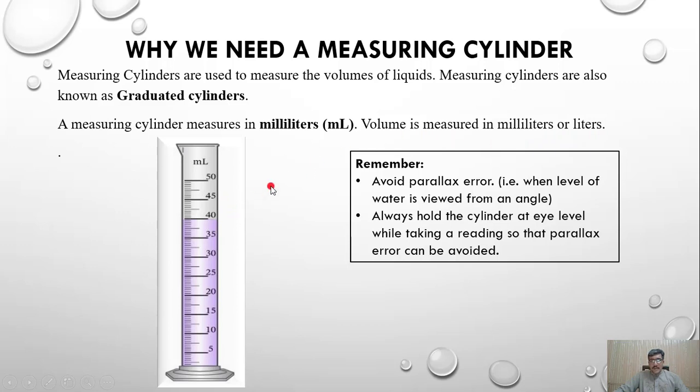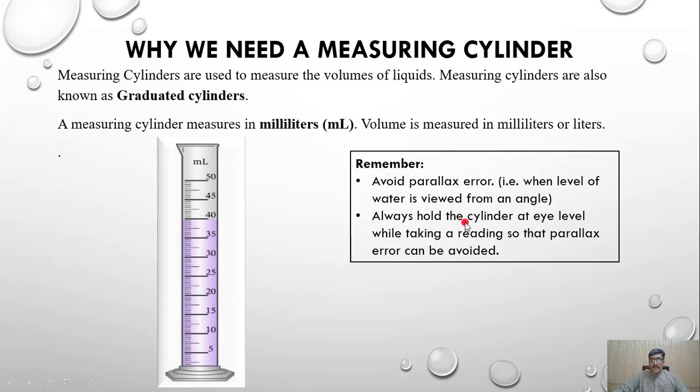While measuring volume using a measuring cylinder, you have to remember some points. That is, avoid parallax error. What is parallax error? It is when the level of water is viewed from an angle, then there will be a parallax error. The reading which you measure will not be correct. It means that the scale is here and you are standing somewhere here and measuring the reading, then there will be a parallax error.